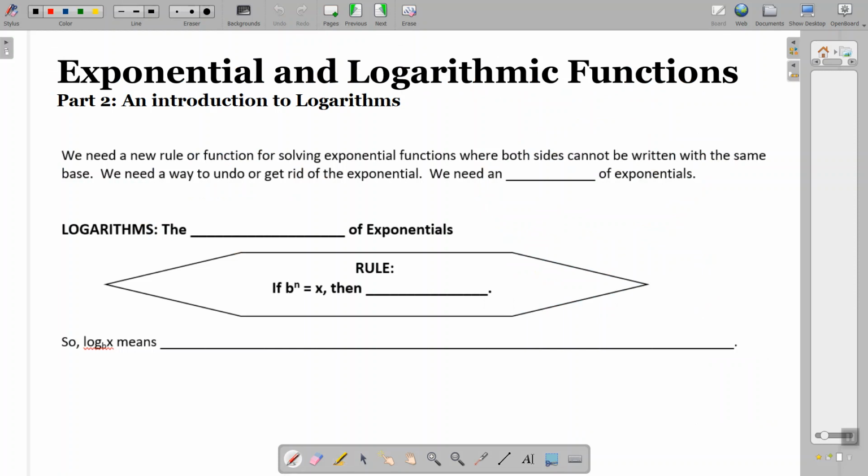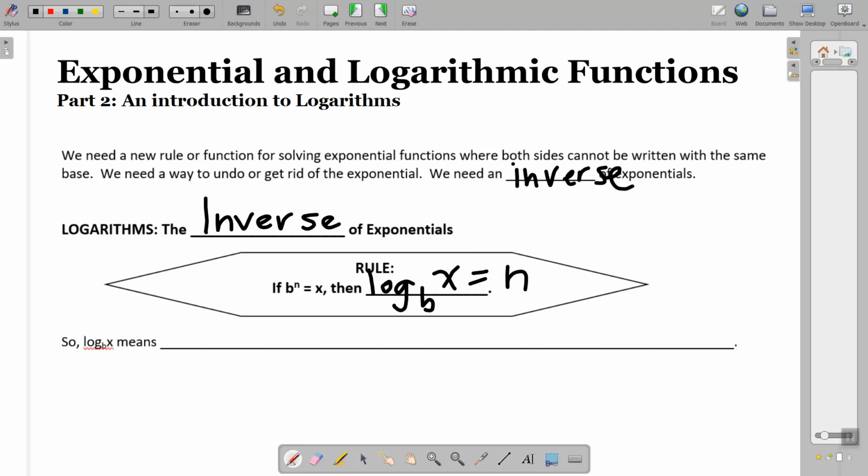Okay, so every mathematical function has got to have an inverse. We need something that's going to undo an exponential or solve an exponential. So we need an inverse for exponentials. And logarithms are in fact the inverse of exponential. All right, so our rule is if b to the n power equals some output called x, then that same fact can be written as log base b of the output equals the exponent n.